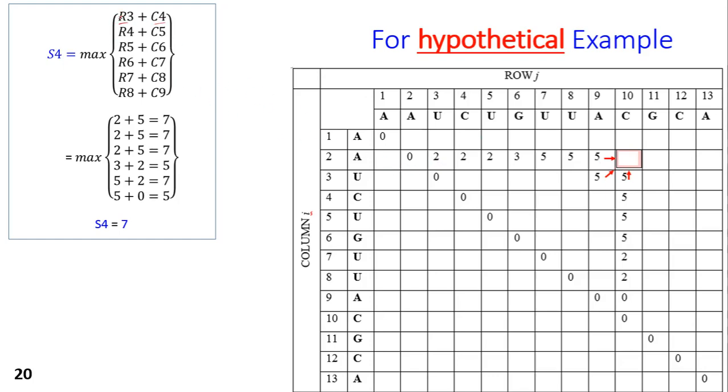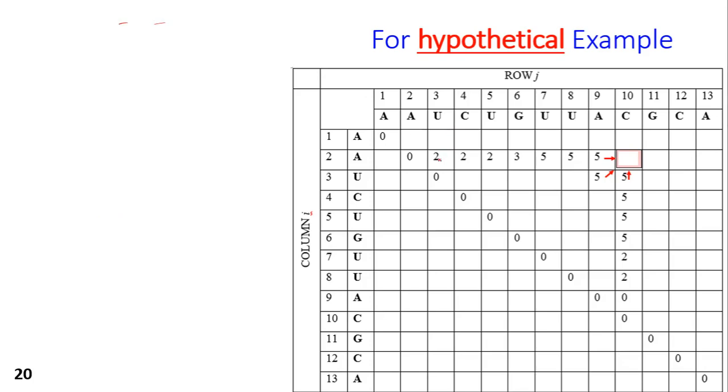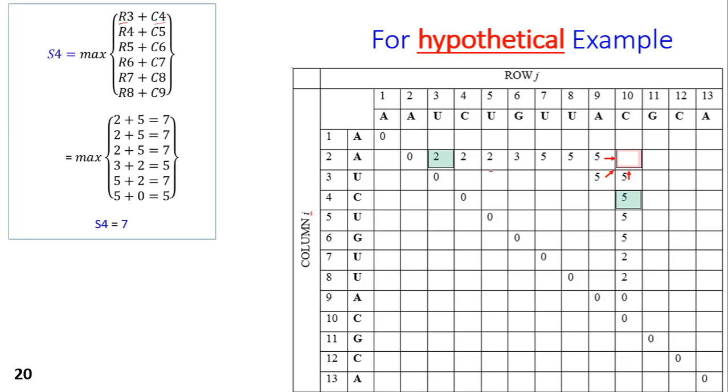So what is the value present at R3? You have got 2 here. R3 would be added to C4. The value at C4 is 5. So R3 plus C4, we have got 7.